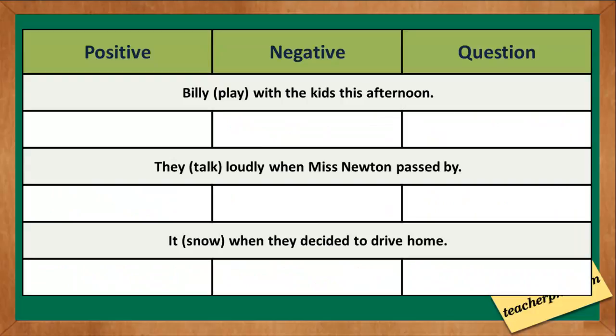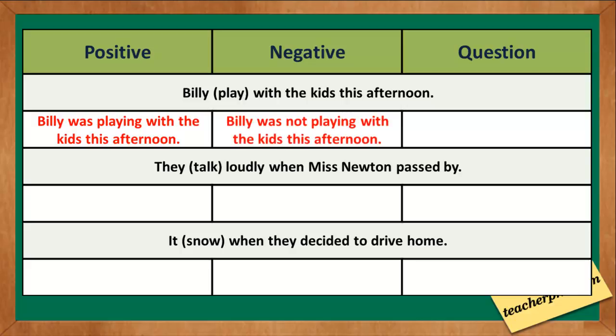The third one, Billy played with the kids this afternoon. Play is the verb. The correct positive statement is, Billy was playing with the kids this afternoon. The negative statement is, Billy was not playing with the kids this afternoon. And the question is, was Billy playing with the kids this afternoon?